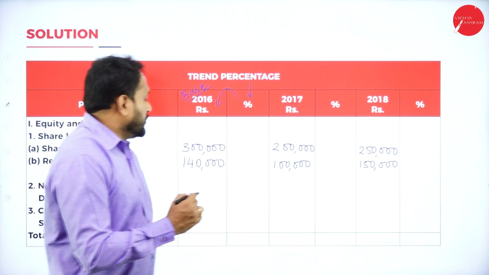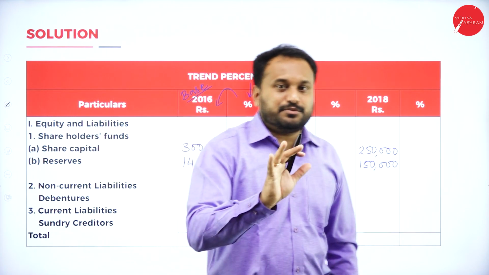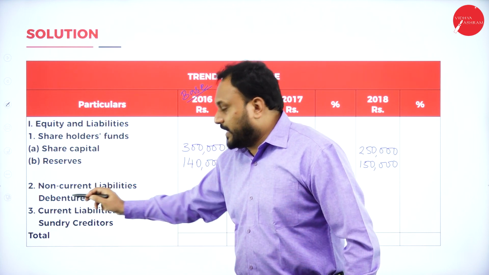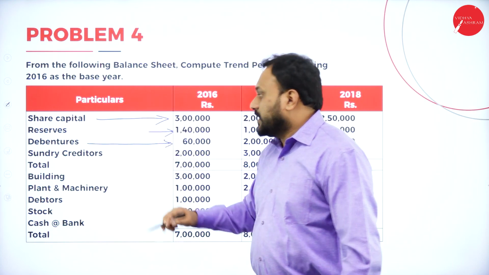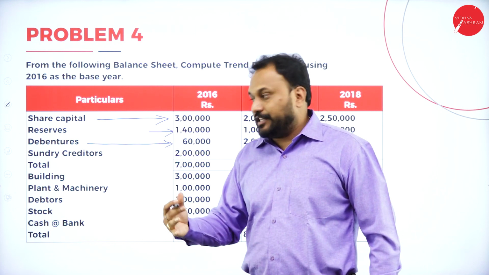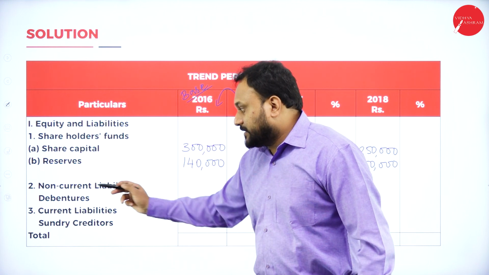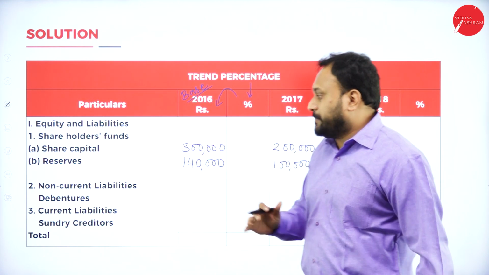So we are done with 1 lakh 40, 1 lakh and then 1 lakh 50. See, copy paste is what we are doing right now. We'll go with the format, then copy paste. Now we have debentures, isn't it? Debentures, what they have given here, is non-current liabilities. So 2016, 17, 18, copy paste.